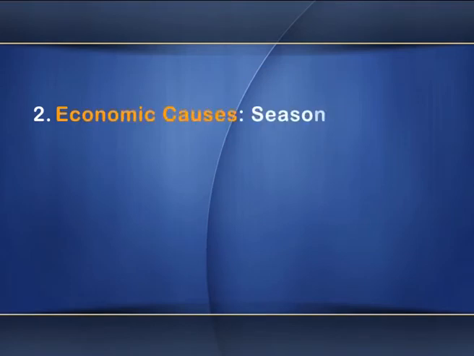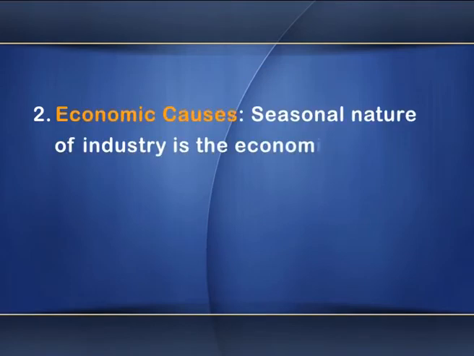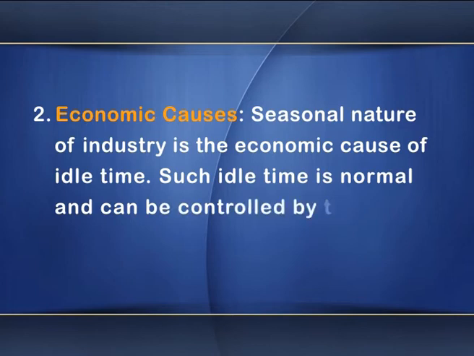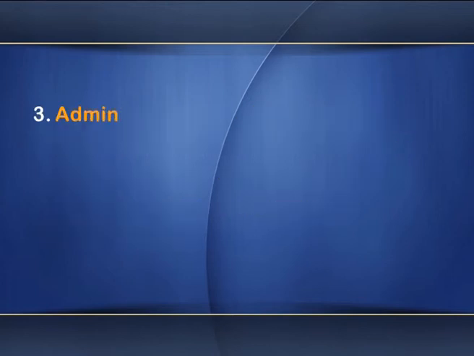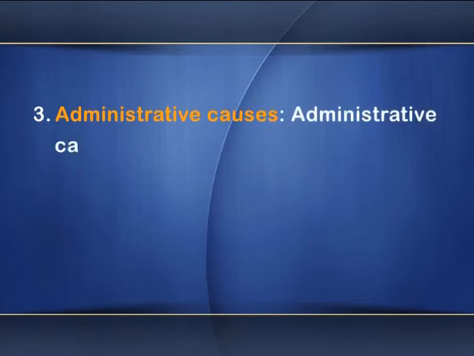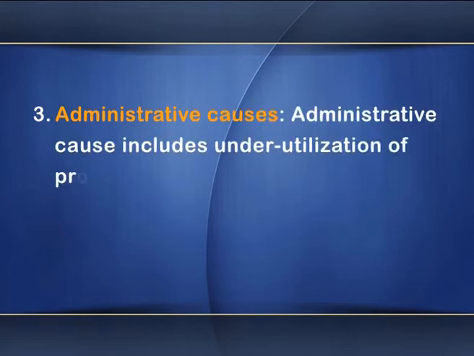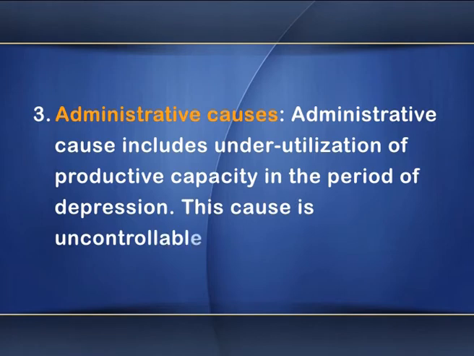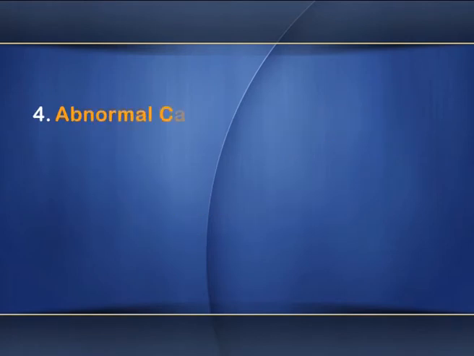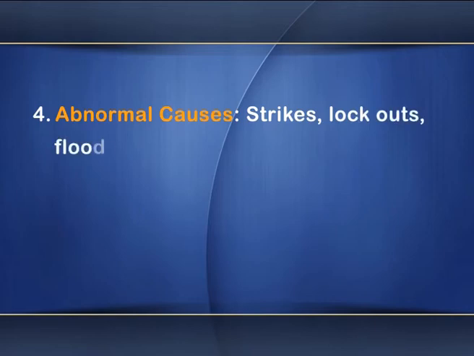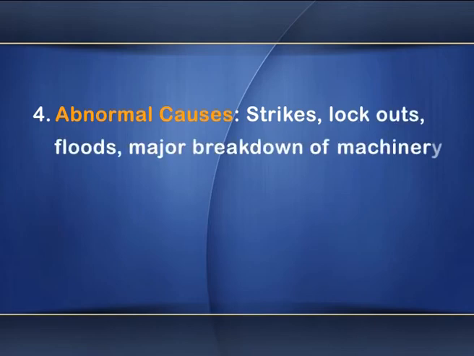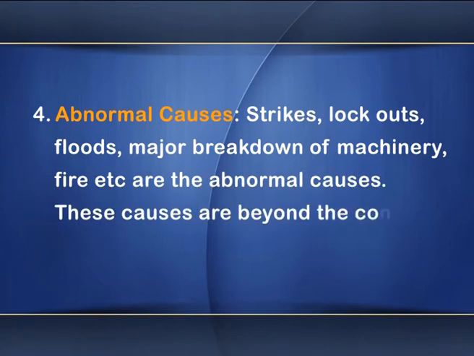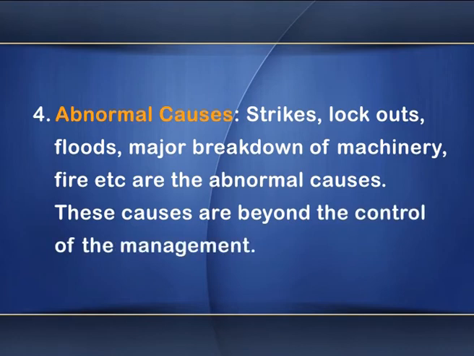Number 2, economic causes. The seasonal nature of industry is the economic cause of idle time. Such idle time is normal and can be controlled by the management. Number 3, administrative causes. Administrative causes include underutilization of productive capacity in the period of depression. This cause is uncontrollable. Number 4, abnormal causes. Strikes, lockouts, floods, major breakdown of machinery, fire, and so on are the abnormal causes. These causes are beyond the control of the management.